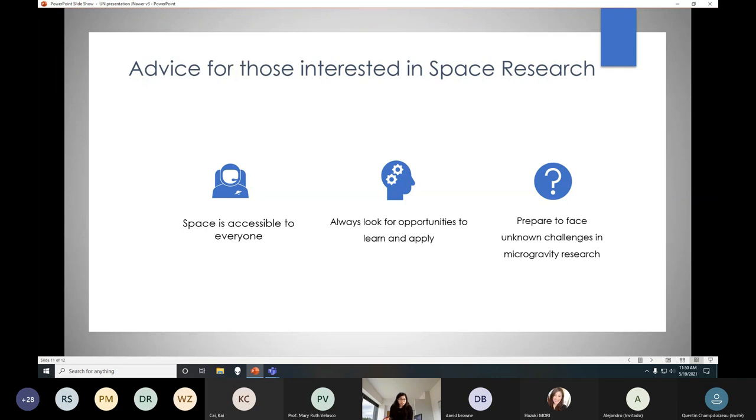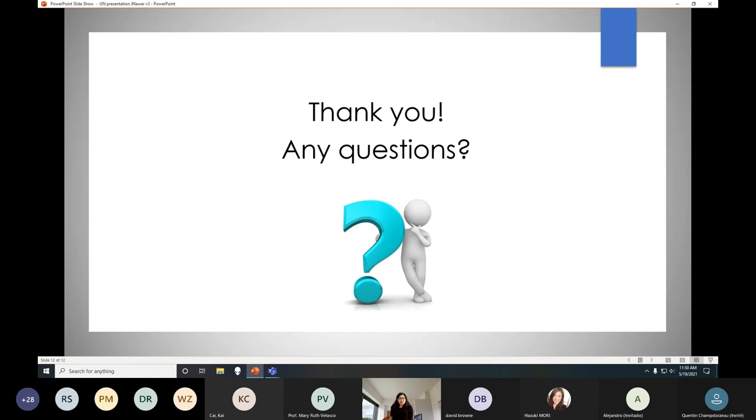You can contribute, and you do not have to be a biologist or a scientist or an engineer to contribute. You have to always look for opportunities to learn and continuously apply. And last but not least, the most important one is that you have to be prepared to face unknown challenges, because there are always challenges related to microgravity research. With that, I would like to thank you for your attention, and I would be happy to answer any questions you have.